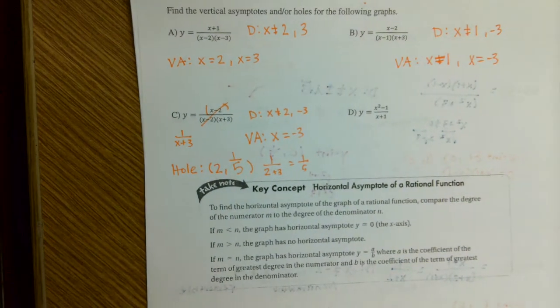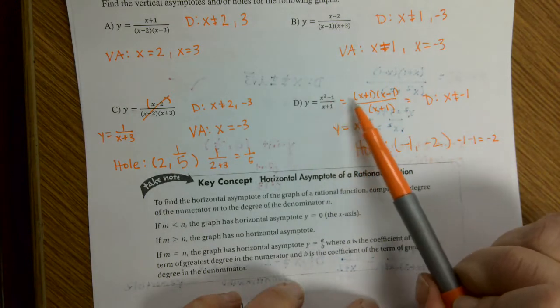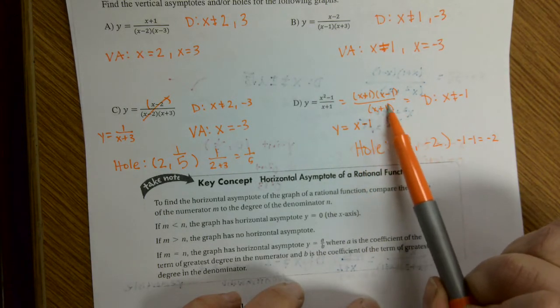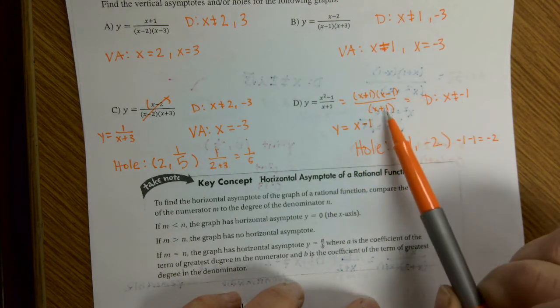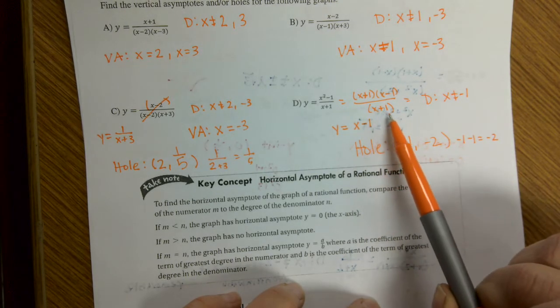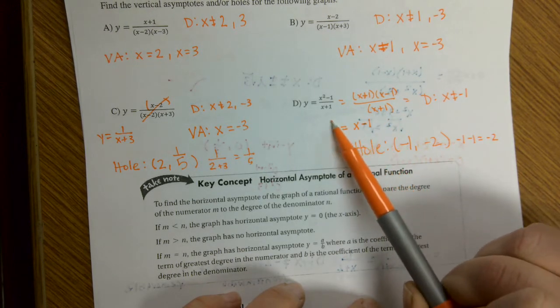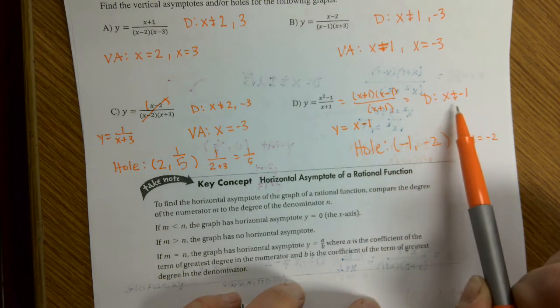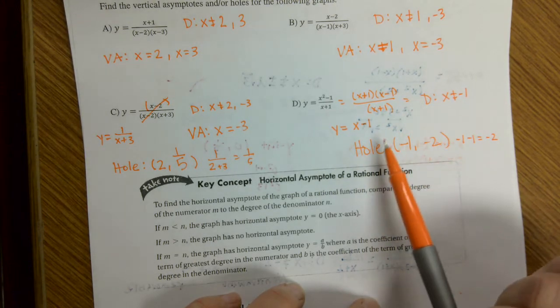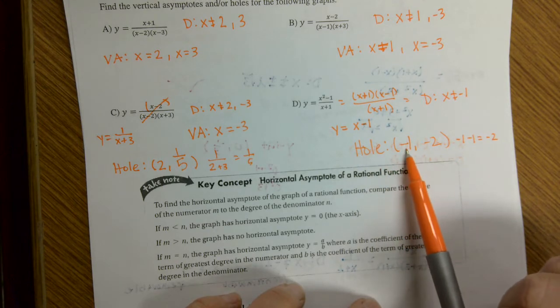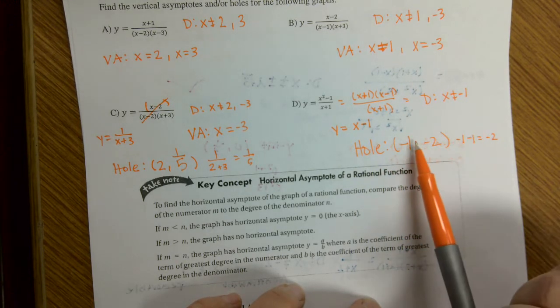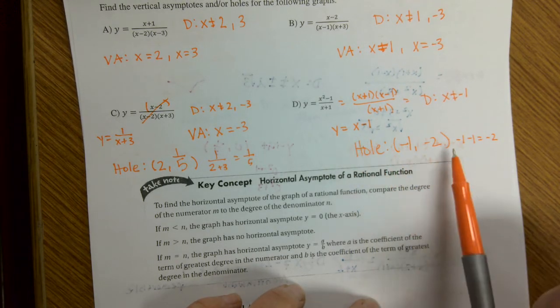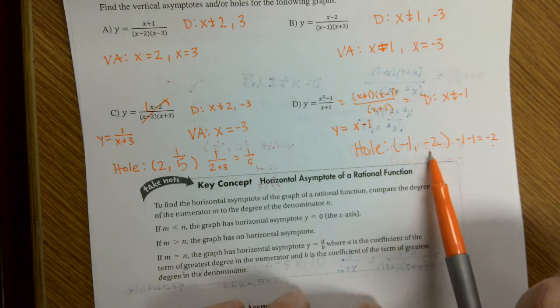Once you try to do d by yourself, so I factor on top. I only have one domain restriction, x cannot equal negative 1. That's a removable one, so I can cancel those 2 out. This is my new equation. So I only have a hole. There's no other restrictions here. So this domain restriction creates a hole. So I plug negative 1, because that's where my hole is at. If I plug negative 1 into my equation, negative 1 minus 1 will give me negative 2.